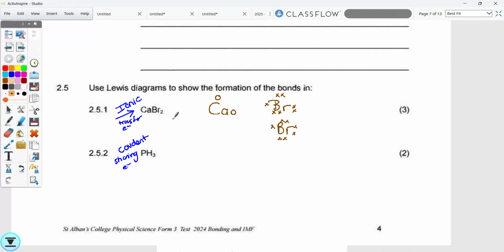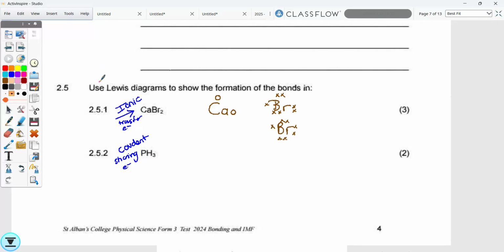I wanted to ask, so we don't have to show that the electrons cancel on the opposite sides? Say again? For calcium. You don't have to. So, put it there and there. If you did, it doesn't matter. They wouldn't take a mark off.